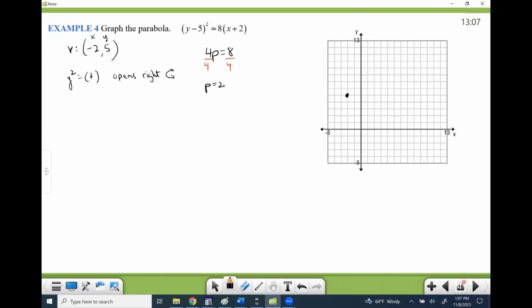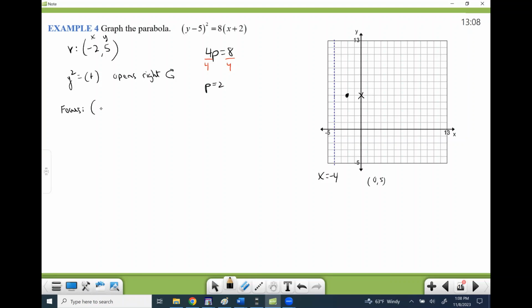Now remember, this opens to the right. So if I go 2 to the right, I'll get my focus. And if I go 2 to the left, I'll get my directrix. So that's going to be the line x equals -4. And the focus looks like it's going to be at 0, 5. I'm going to erase that because we're going to do it with the formula too. So let's use those formulas for the first time.